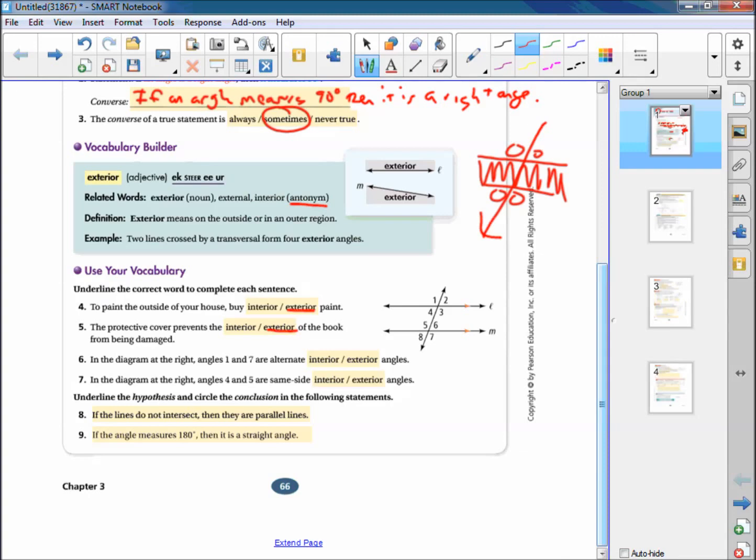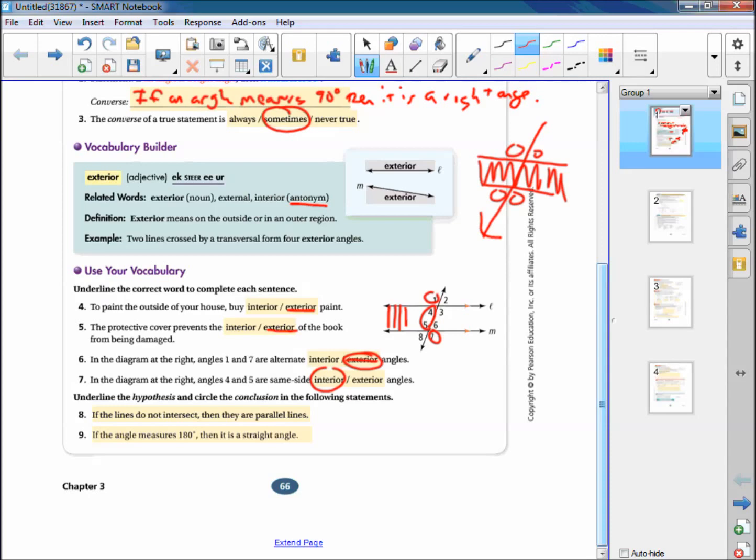In the diagram at the right, angles 1 and 7 are alternate. Let's see. This is the interior, so 1 and 7 are on the outside, so these are alternate exterior angles. Okay. In the diagram at the right, angles 4 and 5 are same side interior angles. 4 and 5 are on the inside of the two parallel lines.